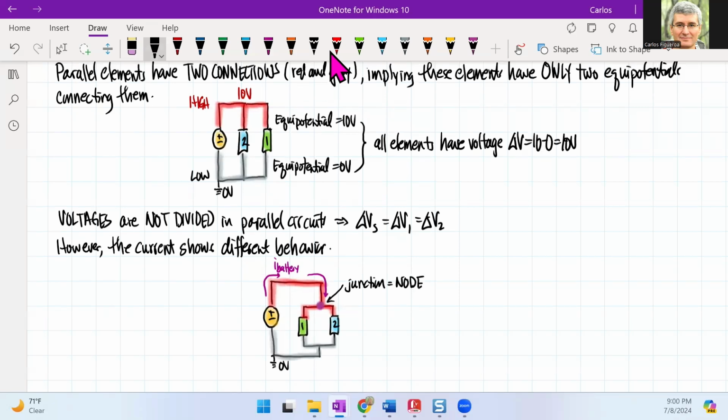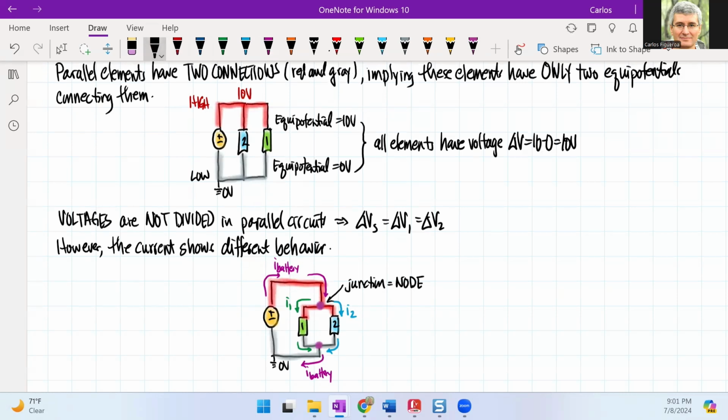So when it does this, this is what happens. The current splits. Part of the current is going to go towards 1, which we call I1, and part of the current is going to go towards element 2. And the important thing here is that these guys are going to reconnect down here at the bottom. And what you're seeing here is that there's another node or junction. As a consequence, they add up again, and it's still the current of the battery.